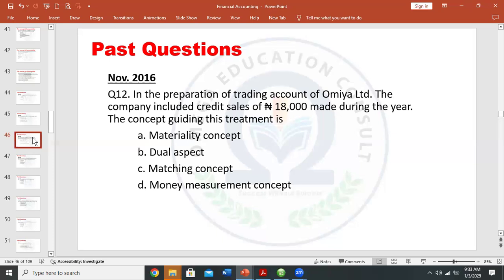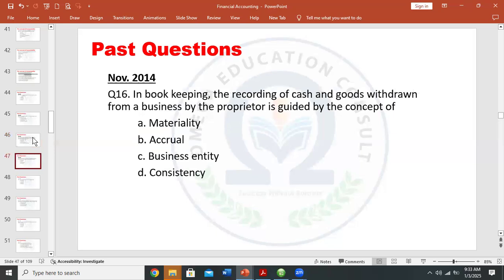The next one, in bookkeeping, the recording of cash and goods withdrawn from a business by a proprietor is guided by the concept of, I think this one is easier, right? Cash or goods withdrawn from a business by the proprietor or the owner is guided by which concept? Is it the materiality, accrual, business entity, or consistency?